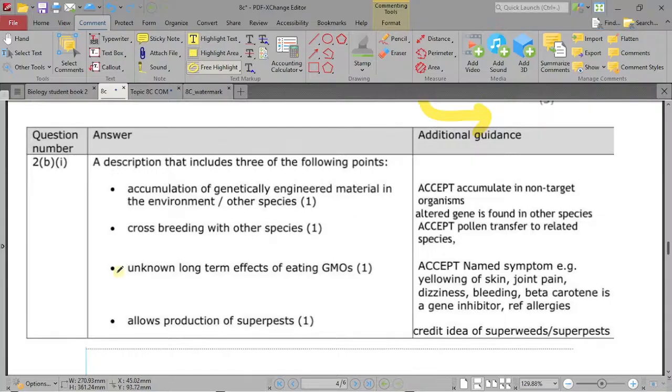Unknown long-term side effects of eating GMOs. Oh, there you go. Okay, this is what? Where did this come from?